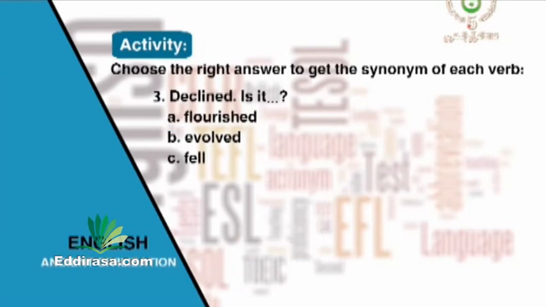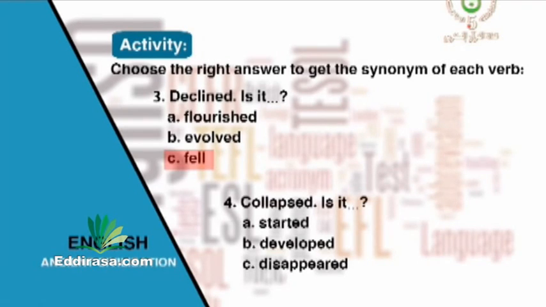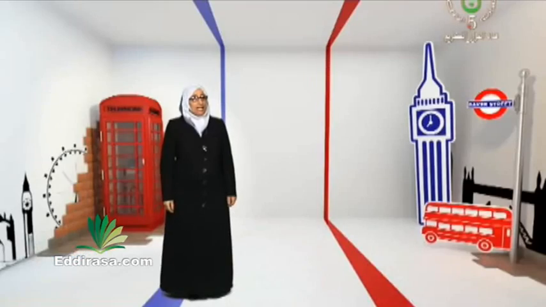Let's move to the third verb now. Declined. Is it flourished, evolved, or fell? Good, it is fell, because flourished and evolved are both synonyms of spread. The last verb, collapsed. Is it a synonym of started, developed, or disappeared? Of course, it is disappeared, because started is the synonym of emerged and developed a synonym of spread. Now, let's recapitulate all these verbs.